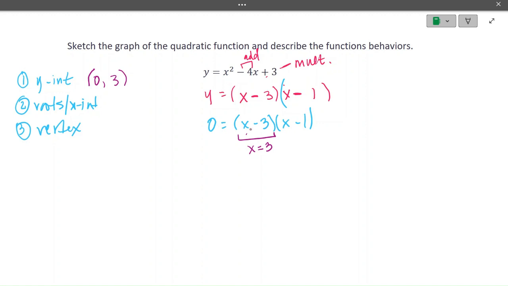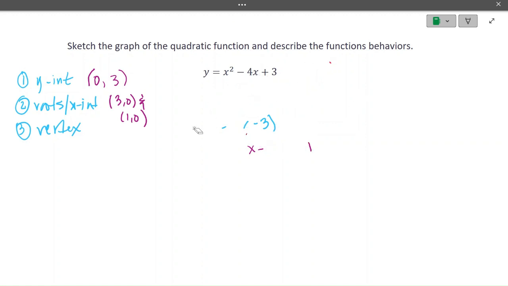So when x is equal to 3, I have 0 times this, which is 0. Or x could be, what makes this binomial 0? It's 1. If this x was 1, 1 minus 1 is 0. 0 times anything is 0. So that makes this true. So our 2 roots are (3, 0) and (1, 0). All right. I'm going to erase this and we will find our vertex.